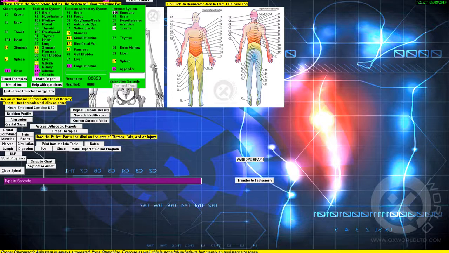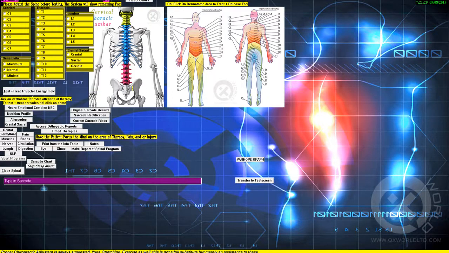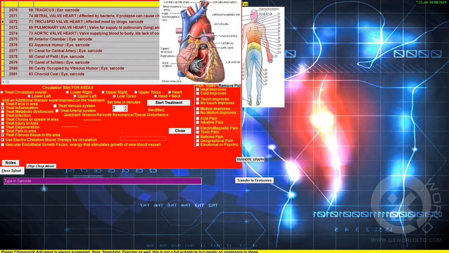Okay, so we close, and we have plenty of therapies here. We have therapies about the spinal, about the muscle, the nerve, the limb, the bone, circulation. I will just show you a little bit about the circulation, what we could do.